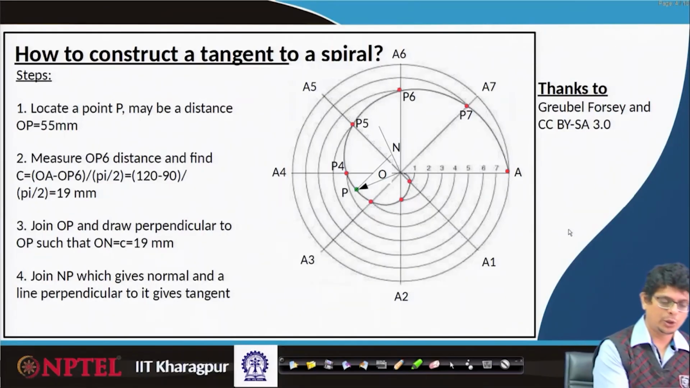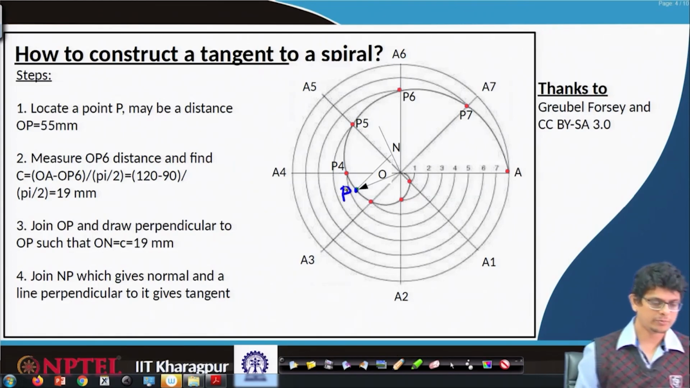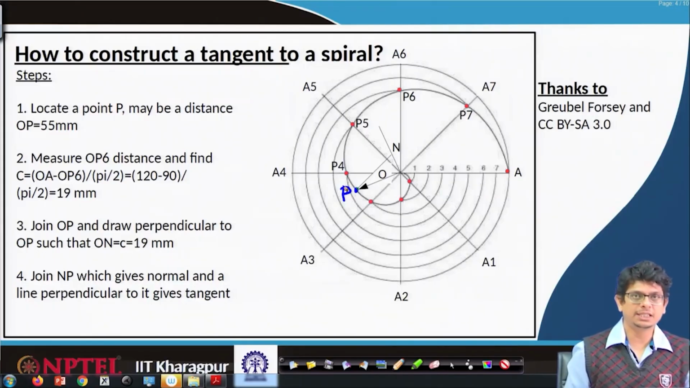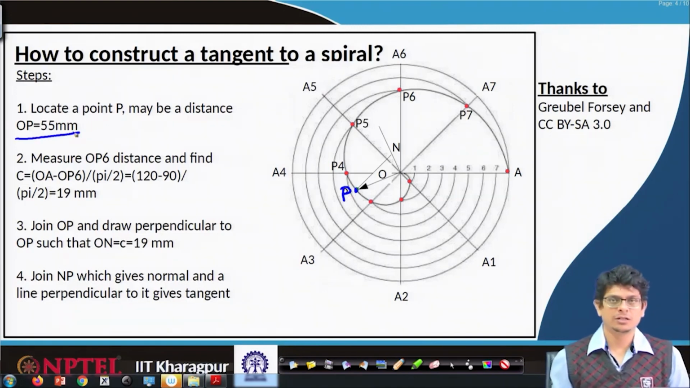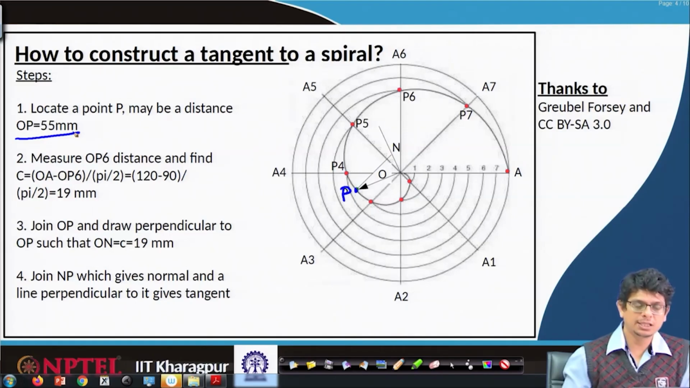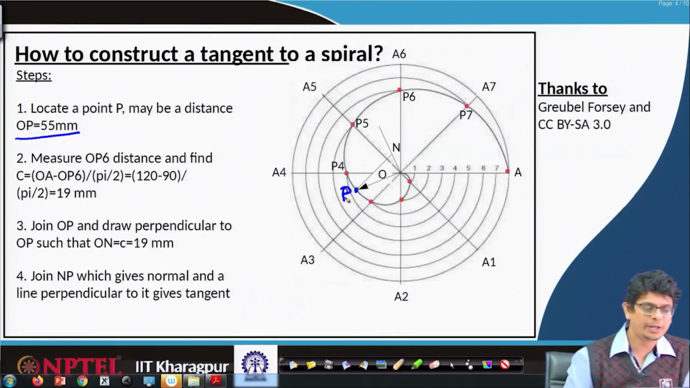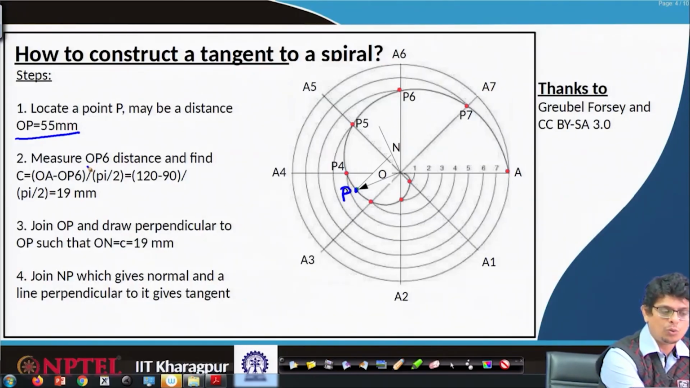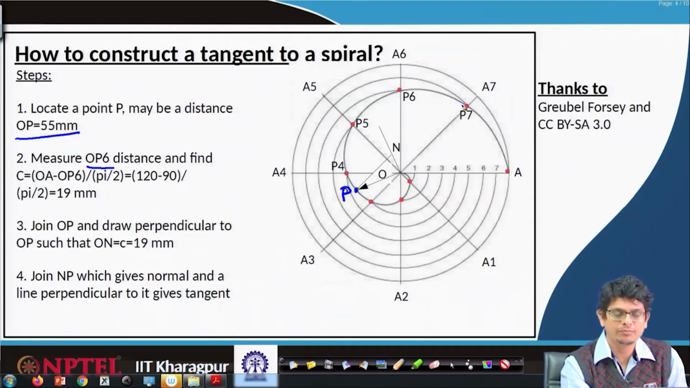First of all, locate the point on the curve P, name it, maybe at a distance O to P, it might be 55 mm. Using compass, we can make an arc of 55 mm where it is going to intersect the spiral, name that point P. Then measure O to P6 distance. For a spiral, we already know it moves equal distances in equal intervals of time. Continuously radius is changing, increasing or decreasing proportionately.